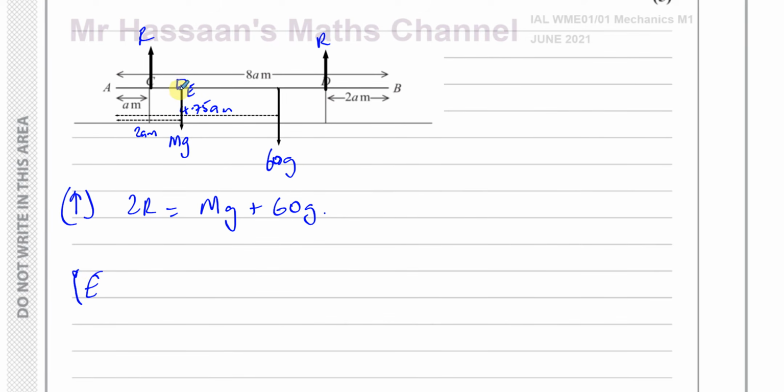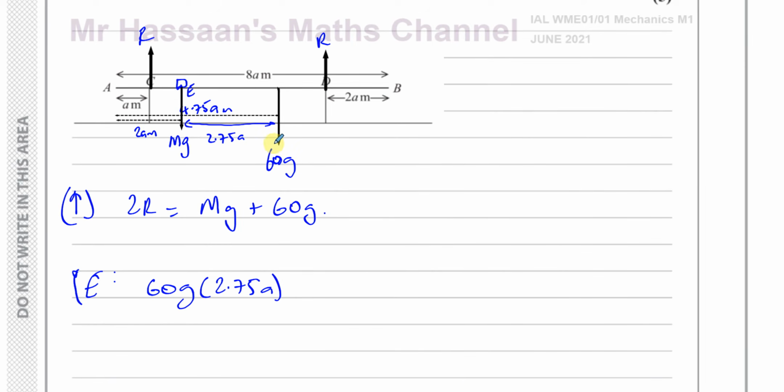If we take moments about the point E, then the clockwise moment about E would be the weight. Now you've got to adjust for the lengths. If that's 4.75a and that's 2a, this must be 4.75 minus 2, which is 2.75a, the distance from E to the weight. So we could say that's 60g times the distance, which is 2.75a. That's the clockwise moment acting here. Of course, the weight of the box is acting right through E, so it doesn't have any turning effect. That's why we took it there, so we could ignore it.